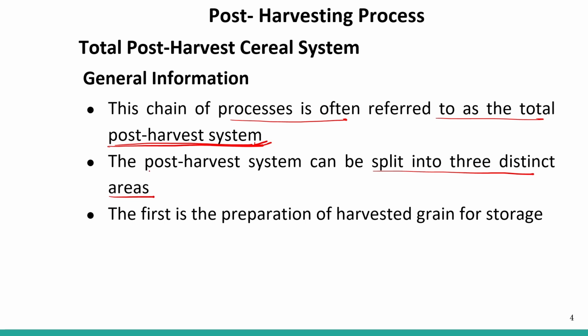Post harvest system means what we are going to do with the crop after the harvesting. The first is the preparation of harvested grain for storage. So the first thing is for the storage. But after harvesting and before storage, we do a number of processes.